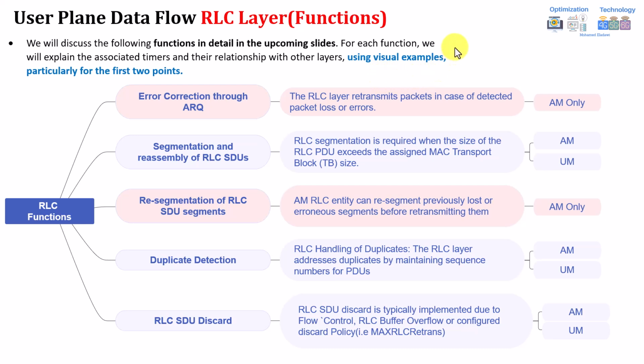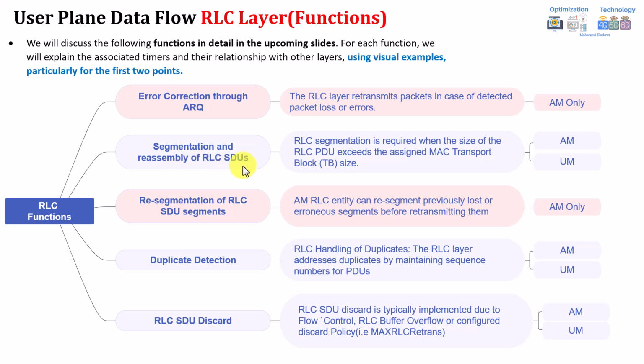Just quickly, here I tried to summarize the functions of the RLC, which are related to the specific transmission mode. For example, for the AM mode, you can see it has error correction through automatic repeat request. This is the retransmission part. This is mainly supported by the AM mode. It isn't supported by any other mode, as we highlighted.